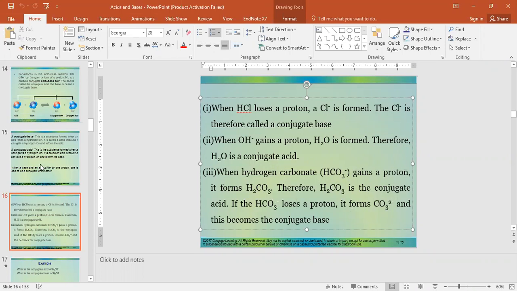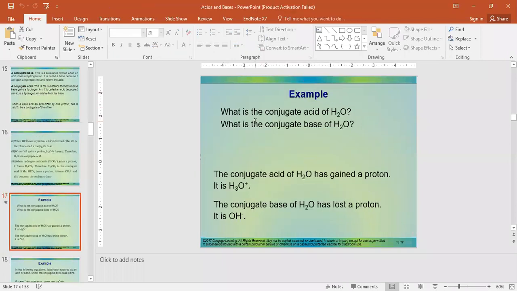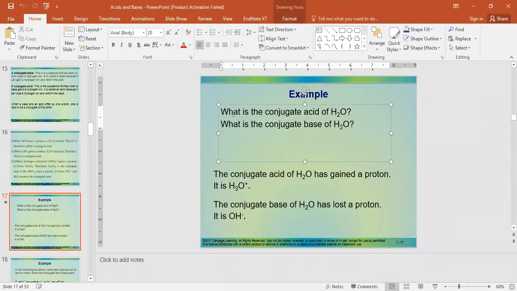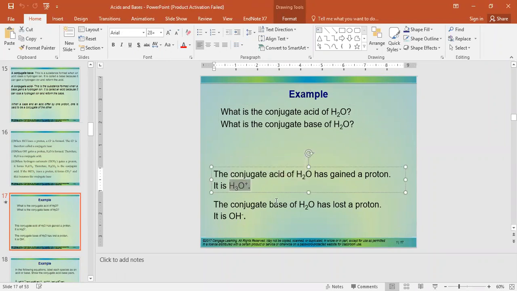Other examples of these distinctions are given here. Look, what is the conjugate acid of water? And what is the conjugate base of water? For you to get the conjugate acid of water, this is actually formed when the water has gained a proton, and therefore it is the hydronium ion here. For the conjugate base, this is when water has lost a proton, and therefore you are talking about the hydroxyl ion. Are you following, students?